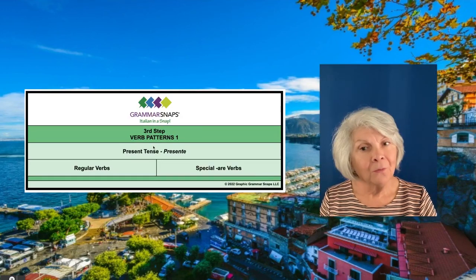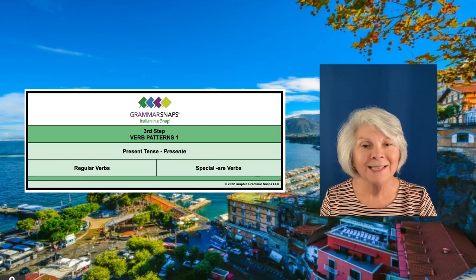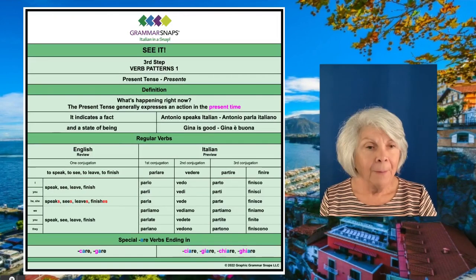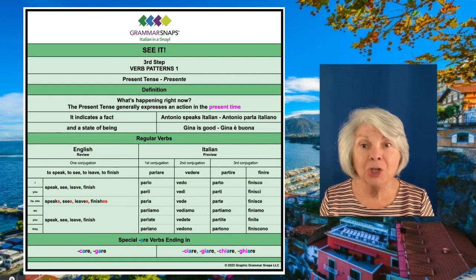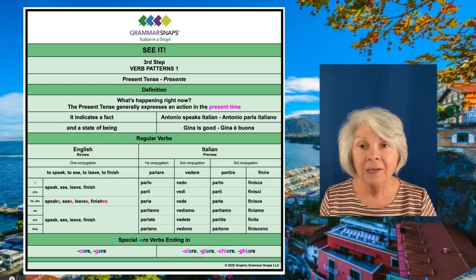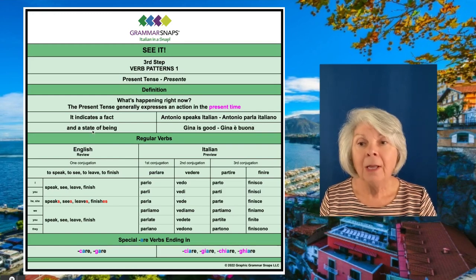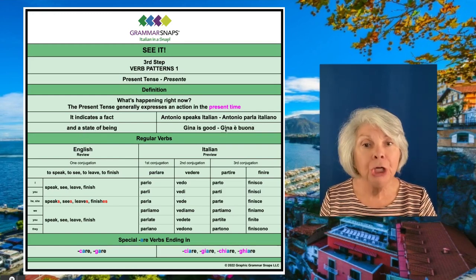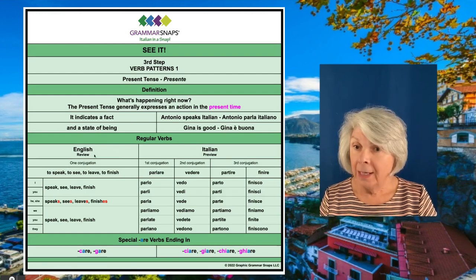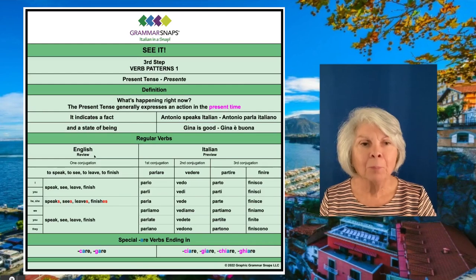Third step, verb patterns 1, present tense. Presente, what's happening right now? The present tense generally expresses an action in the present time. It indicates a fact. Antonio parla italiano. And a state of being. Gina è buona. In English, the present tense is pretty simple.